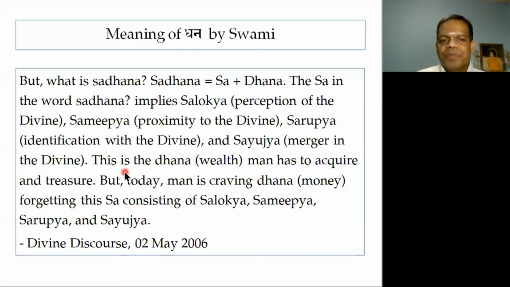Then he goes on to dhana. This is the dhana. So these four types of muktis is the real dhana. Dhana or wealth, man has to acquire and treasure. We have to treasure this wealth, which is salokya, samipya, sarupya, sayujya. But today man is craving for dhana, money, forgetting this sa. So Swami says we go after money, ignoring the sa. So the real wealth, Swami is saying, is the sadhana.